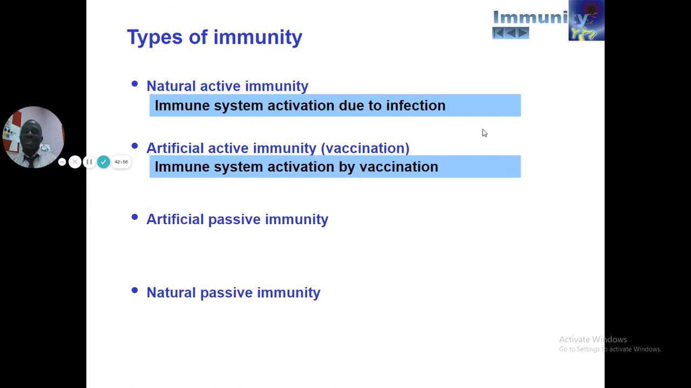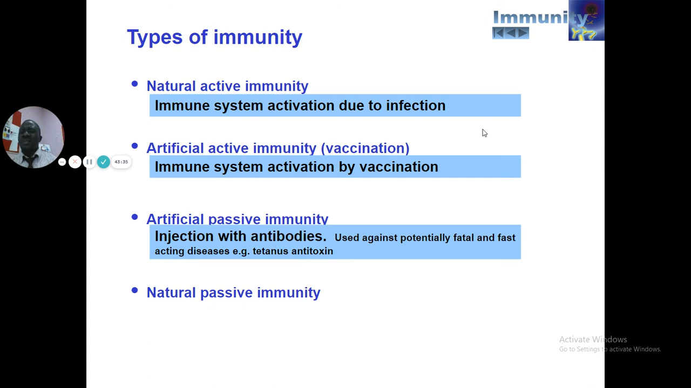When we look at artificial active immunity, this one comes with vaccination, whereby the immune system is activated by vaccination. Why is the other one natural? Because you get that disease naturally, suffer, heal, produce memory cells. With artificial active immunity, that is the vaccination that we do. You inject me with a dead or halfway dead or attenuated virus so that my body can learn from it and produce memory cells again.